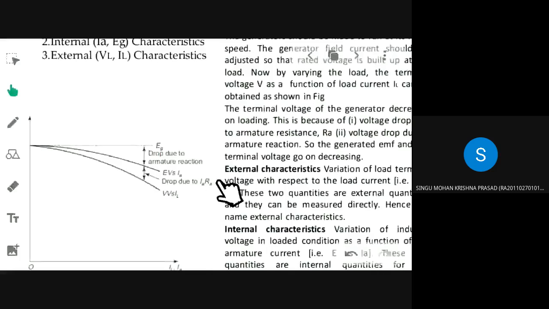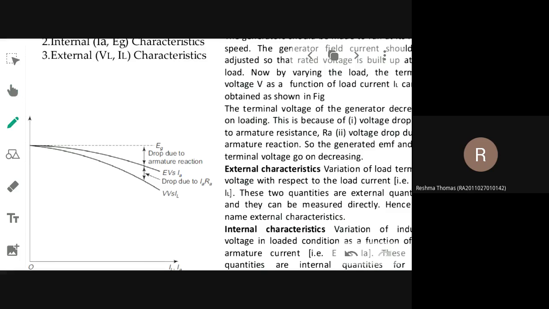Next, from that E, if you consider one more voltage drop because of RA, the armature resistance: whenever you have resistance in the circuit, you will have some voltage drop. That voltage drop is the IA RA drop. If you subtract that IA RA drop from E, you will get V. If you draw a curve between V and the load current, that characteristic will also be a drooping one, and that is called the external characteristics.